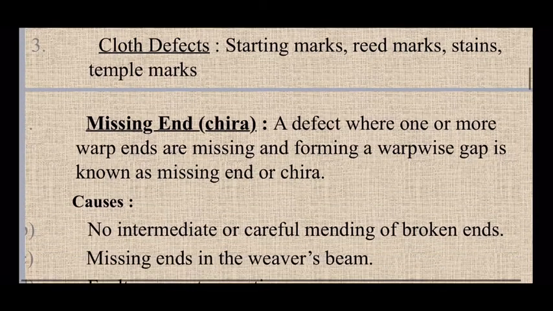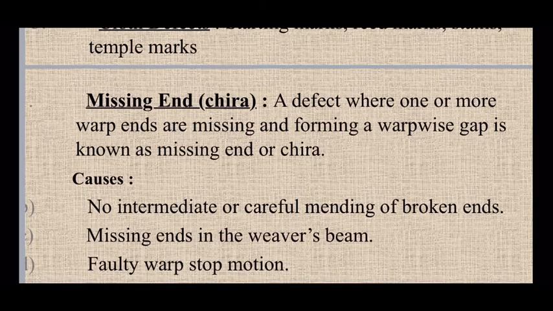So what is a missing end? The first defect we are taking is missing end, also known as chira in the local language. A defect where one or more warp ends are missing and forming a warp-wise gap is known as missing end or chira. If due to any reason one or more warp threads are missing in the fabric, then the defect produced through the warp, or through the length of the fabric, is known as missing end or chira.